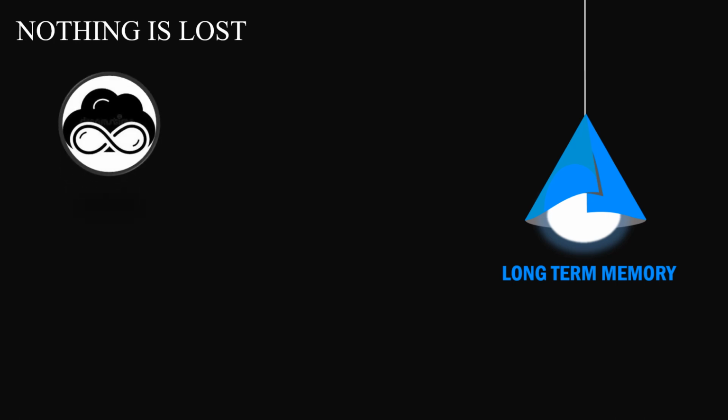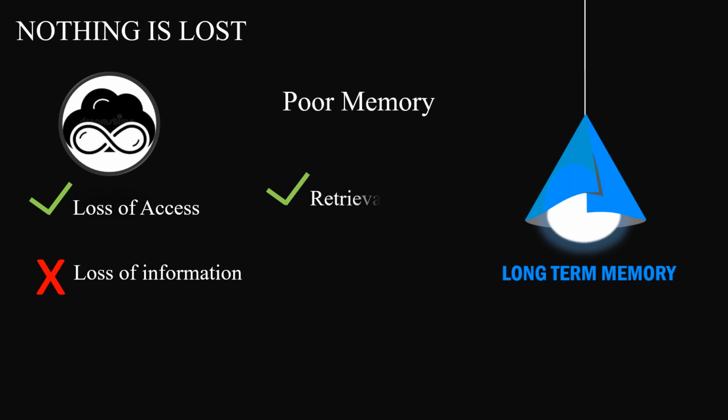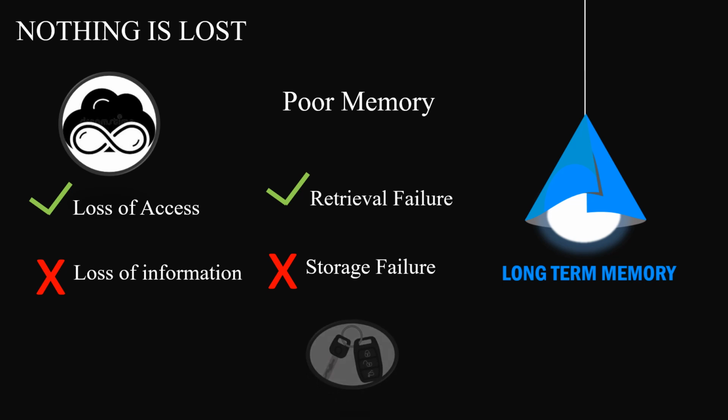When you are unable to recall from long-term memory, it is the result of a loss of access to the information rather than a loss of the information itself. It is there but can't be found. That is, poor memory may reflect a retrieval failure rather than a storage failure. Failure to find your car keys does not necessarily mean they are not there.